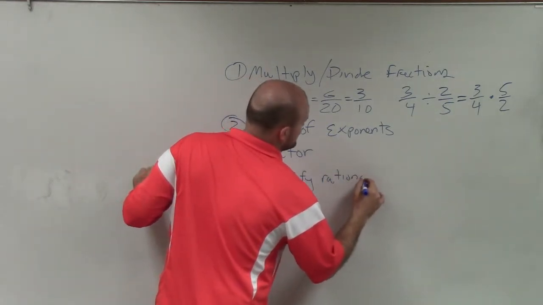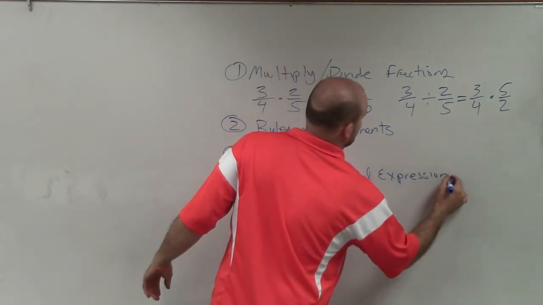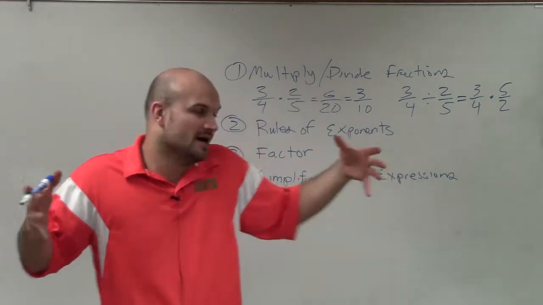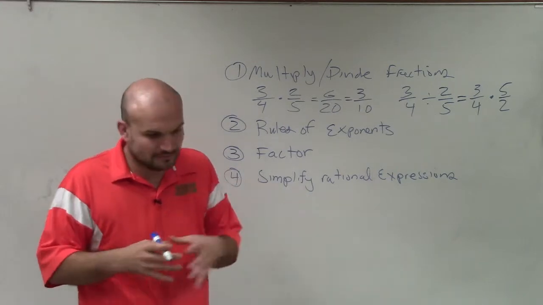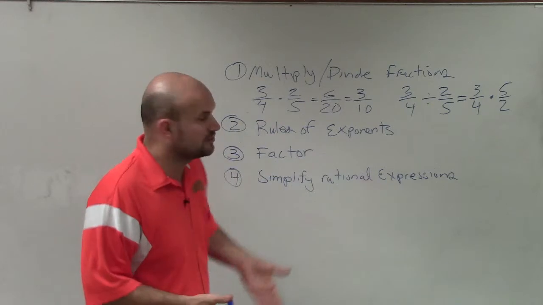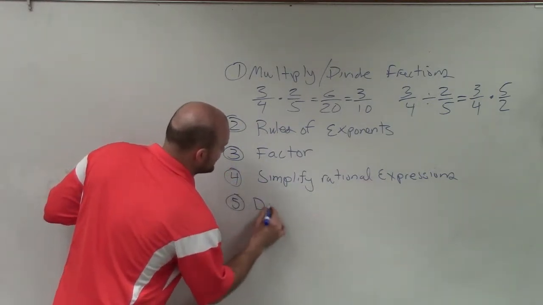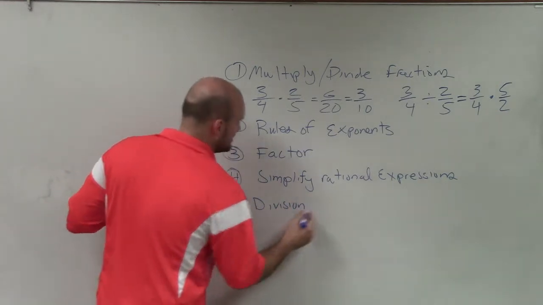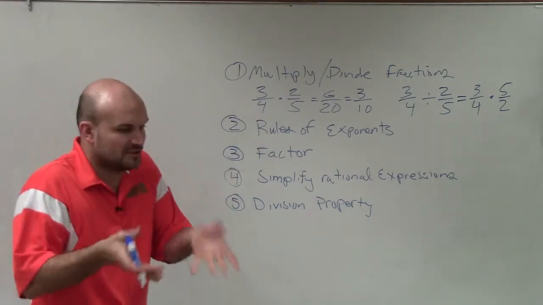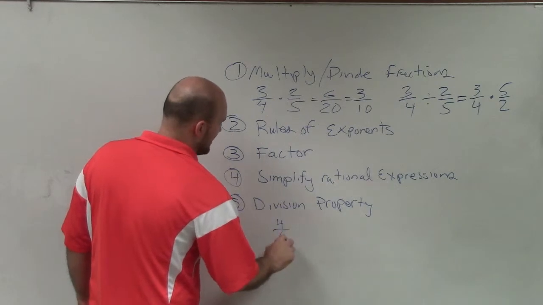rational expressions. And really, the main important thing with simplifying rational expressions is, once we factor or apply the rules of exponents, we need to simplify by either using the rules of exponents or more commonly using the division property, which would be next. And basically, the division property is stating that if we take a number divided by itself, that's always going to equal 1. For instance, we know that 4 divided by 4 equals 1.